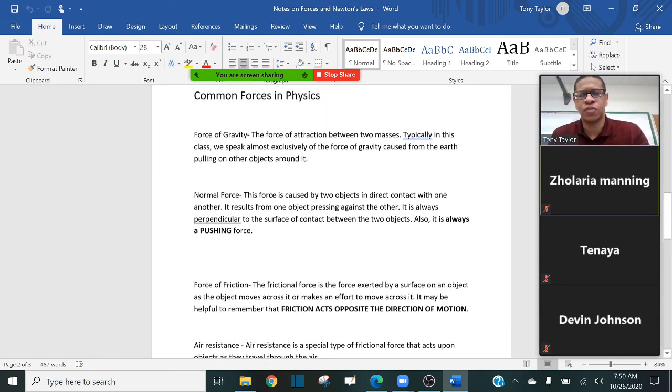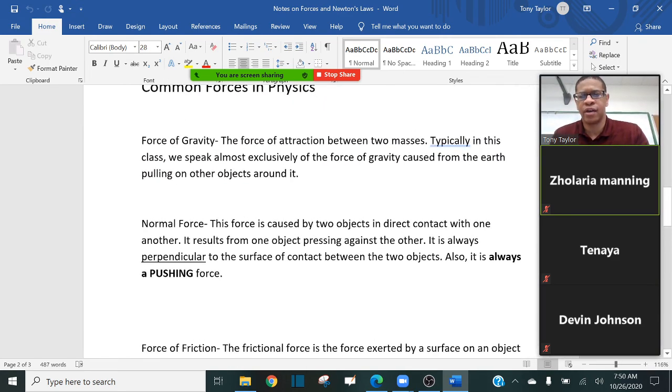The first few forces we've already defined, but I'm going to define them in more detail. So the first force is the force of gravity. And the force of gravity is basically the force of attraction between two masses. Typically in this class, when we talk about the force of gravity, we're speaking almost exclusively of the force of gravity caused from the Earth pulling on other objects around it.